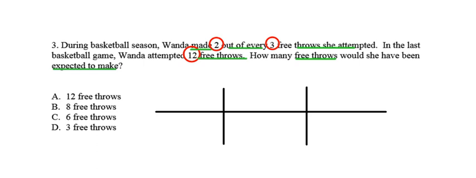Question 3. During basketball season, Wanda made 2 out of every 3 free throws she attempted. In the last basketball game, Wanda attempted 12 free throws. How many free throws would she have been expected to make? Once again, during basketball season, Wanda made 2 out of every 3 free throws she attempted. In the last basketball game, Wanda attempted 12 free throws. How many free throws would she have been expected to make?